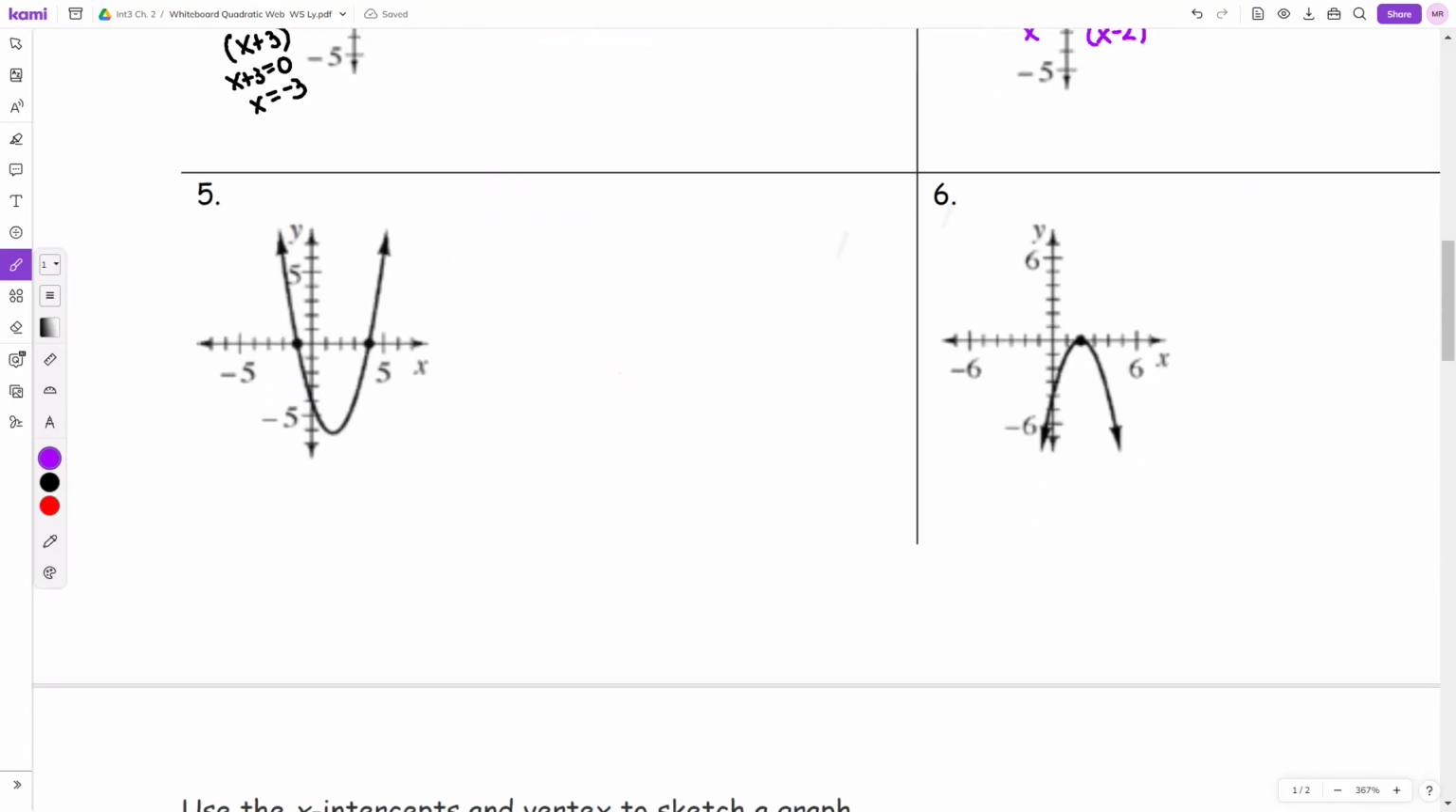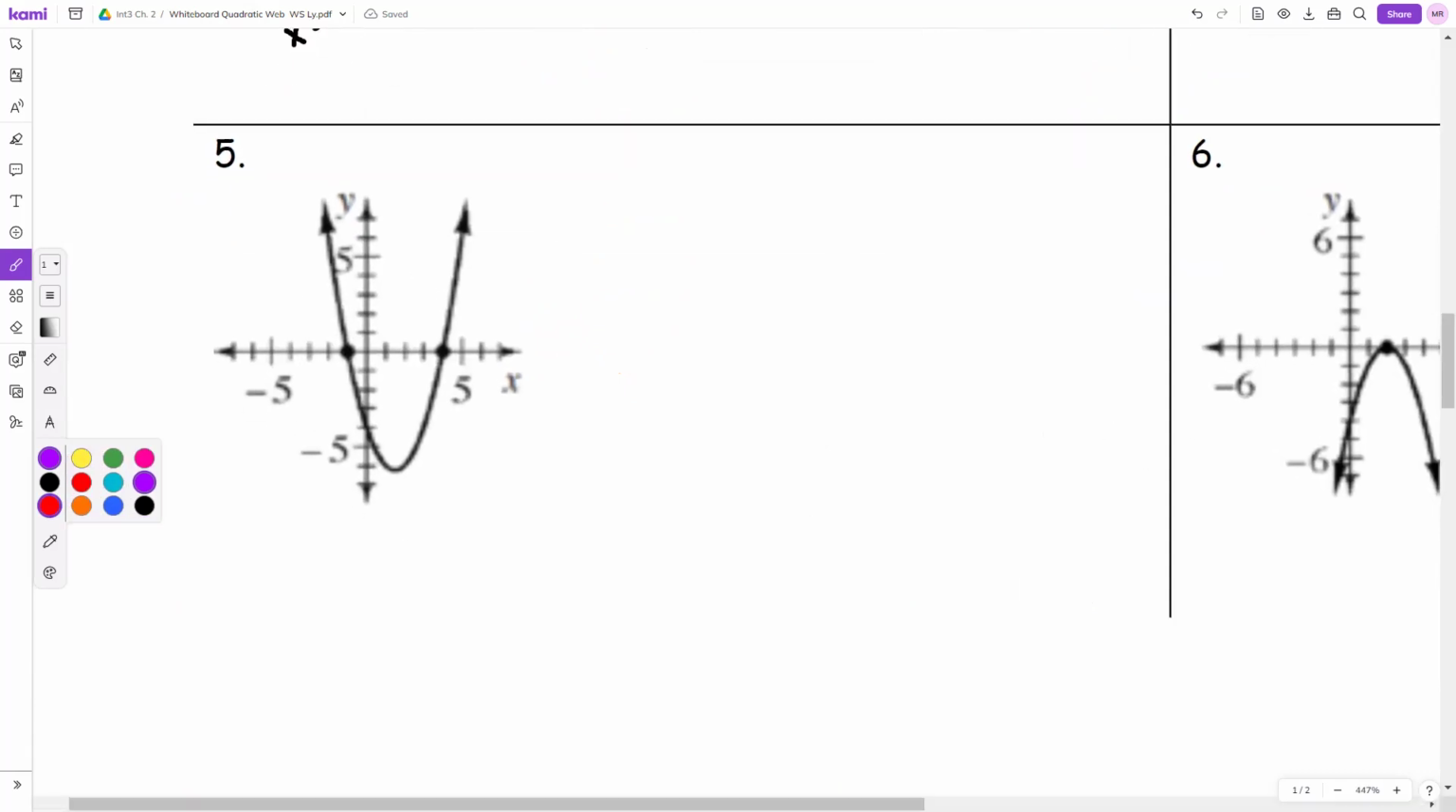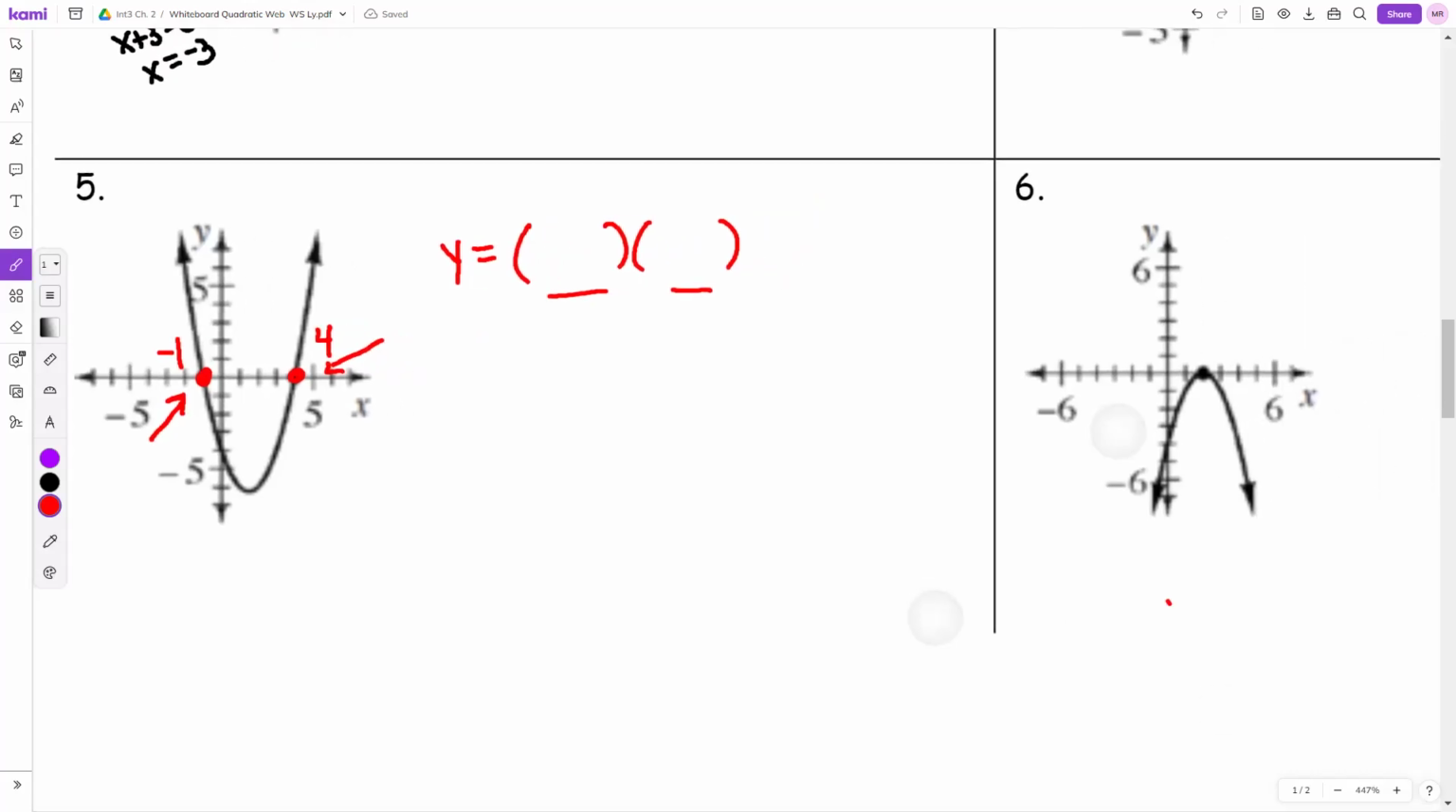Now, on a problem like number 5, we have two x-intercepts again, one at -1, one at 4. So you're going to go y equals something times something. You're going to look and figure out, well, what factor gave me the -1? What factor gave me the 4? And you're going to put them into these spots. Then you can multiply it out and put it in standard form like we did on number 3. Now I want you to try 5 without me giving you the answer.